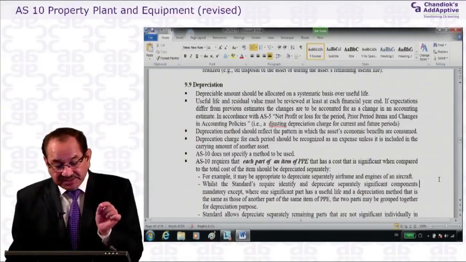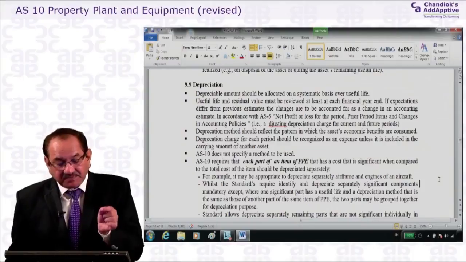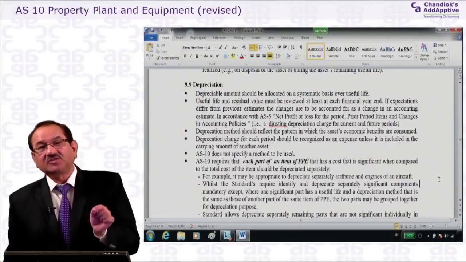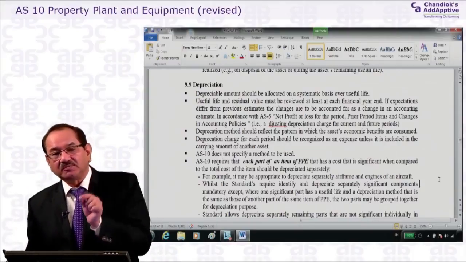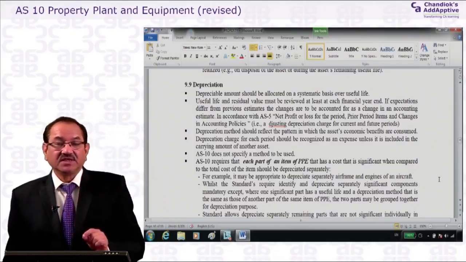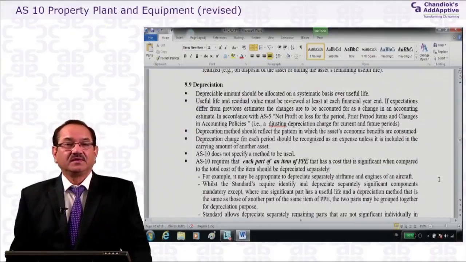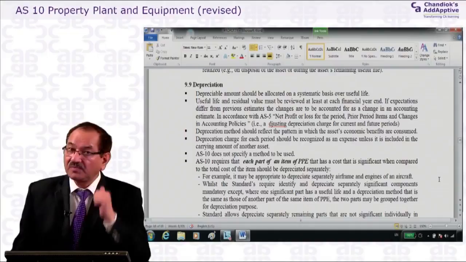Depreciation charge for each period should be recognized as an expense, and it requires that each part of an item of PPE be considered. A car has an engine, a body, seat covers, tires. They have a different useful life. And therefore, you have to follow the component based approach.